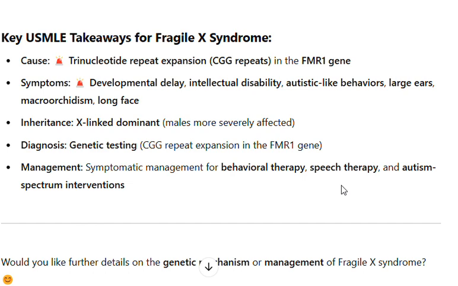Diagnosis: genetic testing, CGG repeat expansion in the FMR1 gene. Management: symptomatic management with behavioral therapy, speech therapy, and autism spectrum interventions.